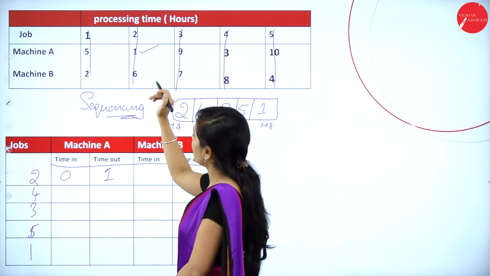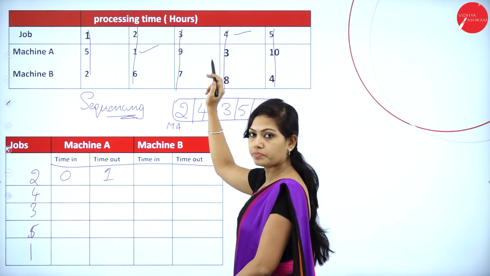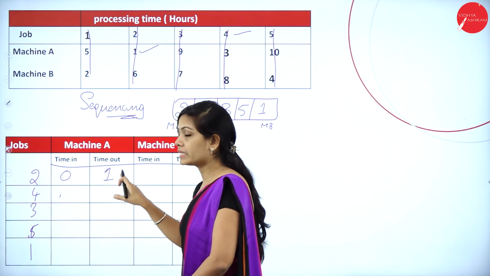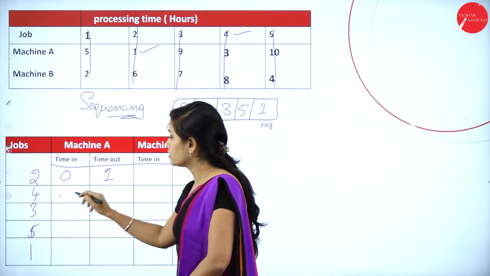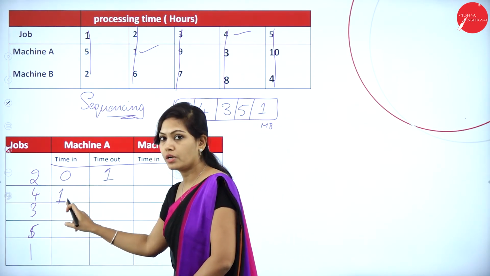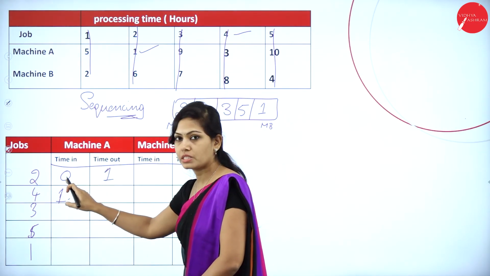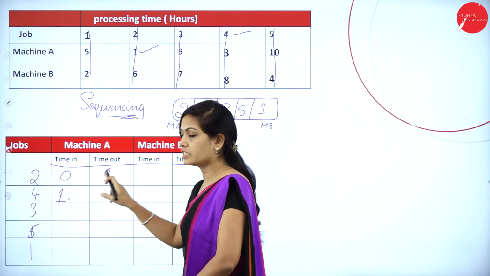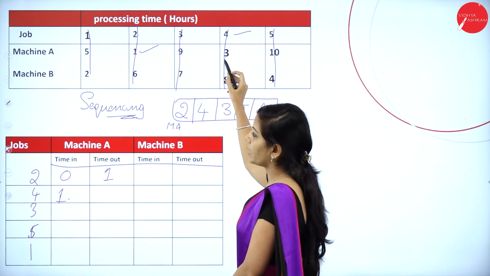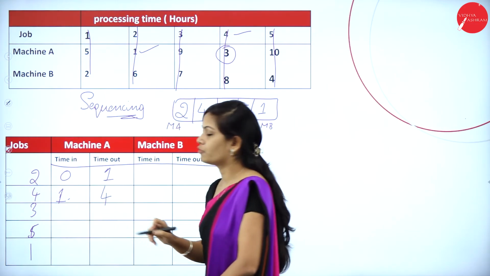Clear? And again, so next job is 4. So, second job is 4. Here for job 2, the processing time starts from 0 and ending time is 1. So, again, there is no wastage of time. So, again, it will start its work from 1 only. From 1. So, 0 to 1. 0 is time in. Time out is 1. It starts its processing from 1. And again, job 4, machine A processing time is 3. So, 3 plus 1 is equal to 4.